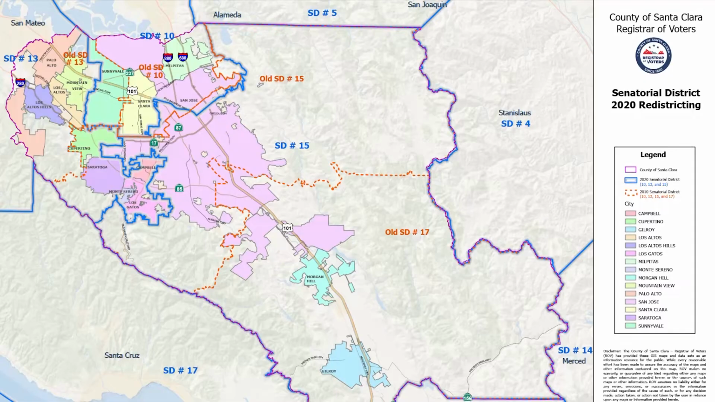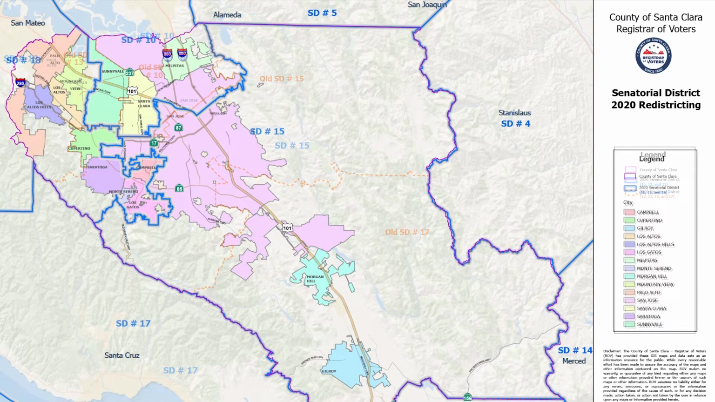Every 10 years following the U.S. Census count, district boundaries for federal, state, and local elected offices are redrawn to reflect the new population data. The Constitution requires this process in order to accommodate for growth and demographic changes that have taken place over the past 10 years. California uses that census data in order to distribute the population equally amongst congressional, state senate, state assembly, and state board of equalization districts.